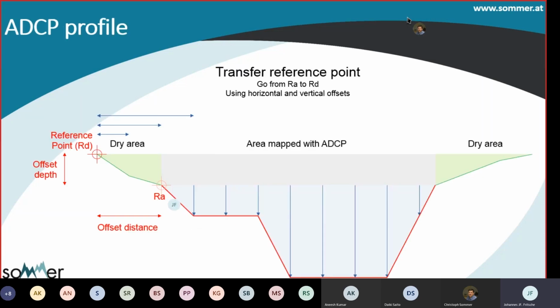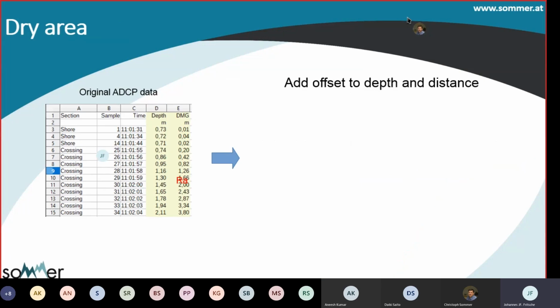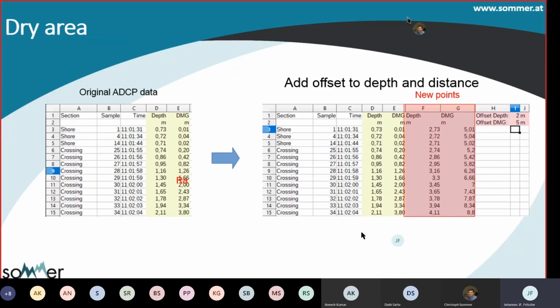I'll go back again. So we want to add the offset from RA to RB in our Excel sheet. So we add two new columns. We can call it the same or differently. Then you specify the offset. So we say our additional depth offset is 2 meters, and in the horizontal distance, the offset is 5 meters.